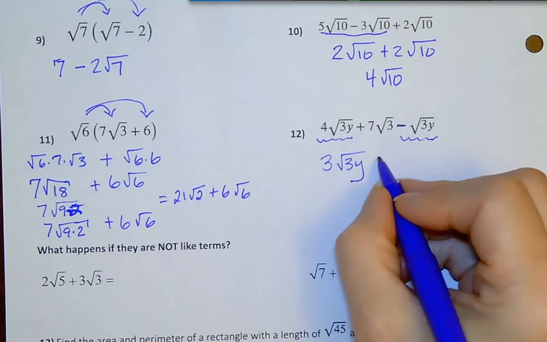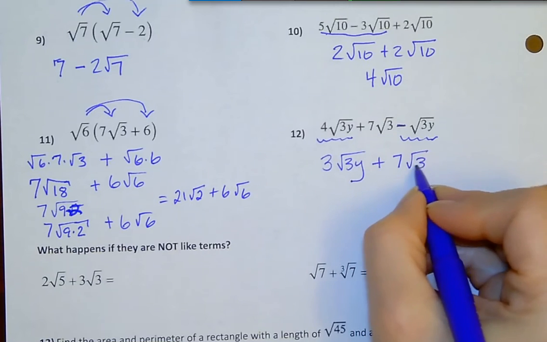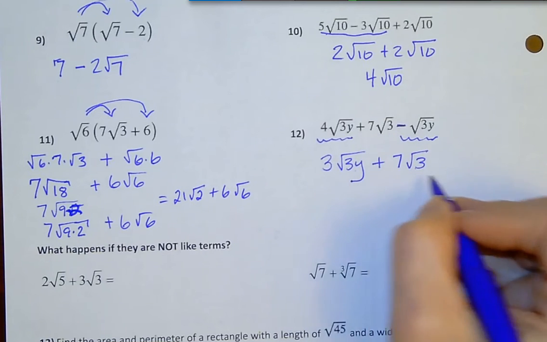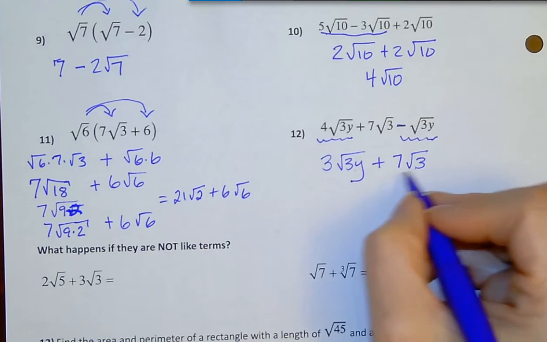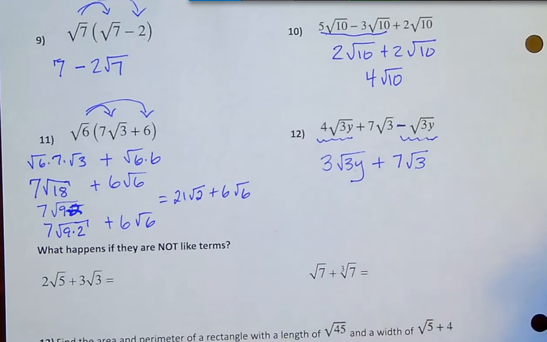And then the other thing that I have is plus 7 times the square root of 3. These cannot be combined. They're pretty close, but they are not exactly the same. So square root of 3 is not the same as square root of 3y. So that's it. I would end my problem there.